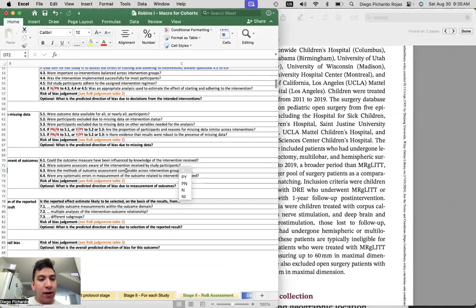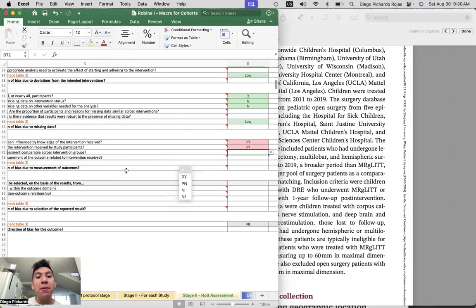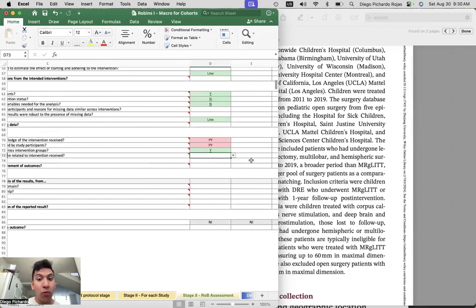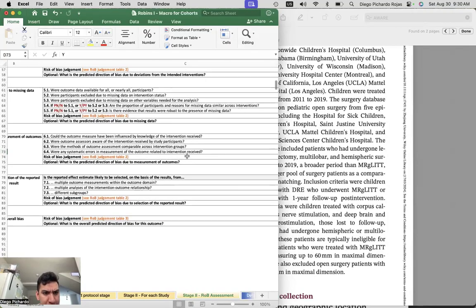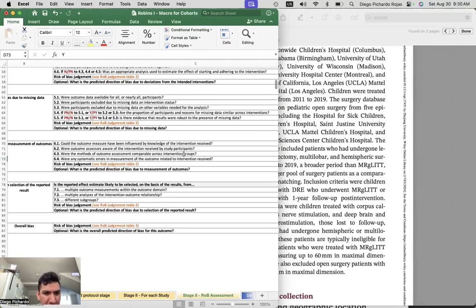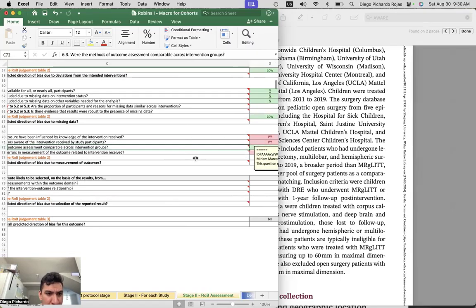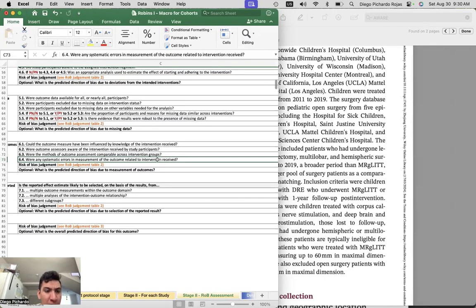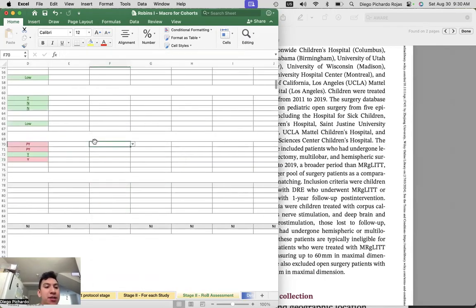So, were the outcome assessments comparable for both groups? Yes, they were pretty similar, all right? Were they evaluated in both groups at the same times with the same scales? Yeah. Oh, sorry, I misread it. Were there systematic errors in measurement? So probably not. I wouldn't say so.